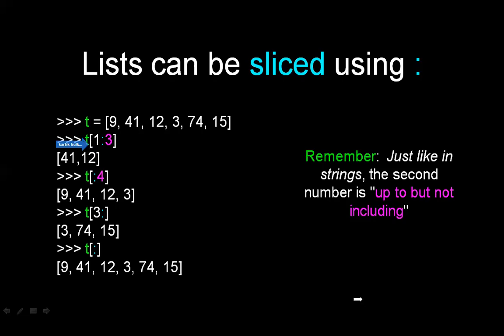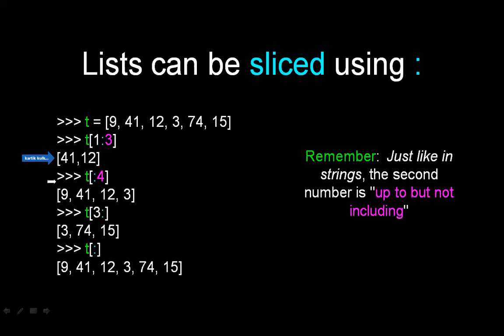Okay, so that's why I have purposefully kept this here. What you need to remember is that, just like in strings, it is up to but not including 3. Here, up to 3 means the index number 1 and then the index number 2 will be printed. So you can notice here that 41 and 12 will be printed as the output.